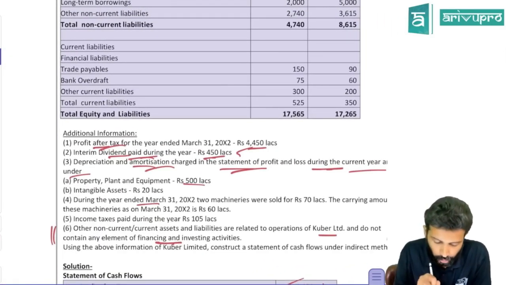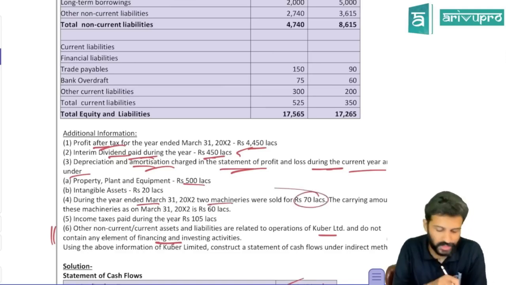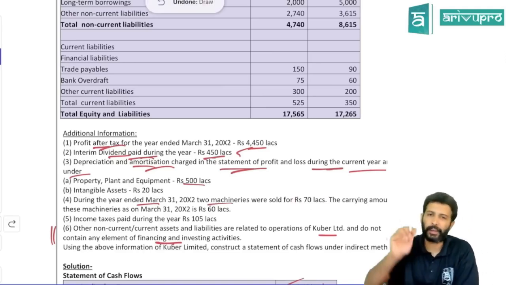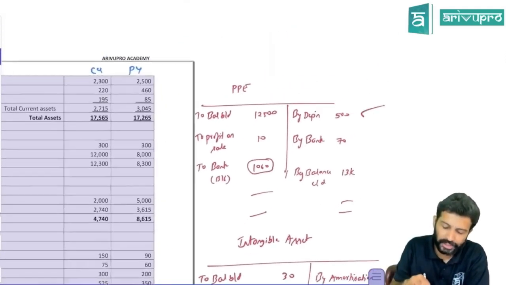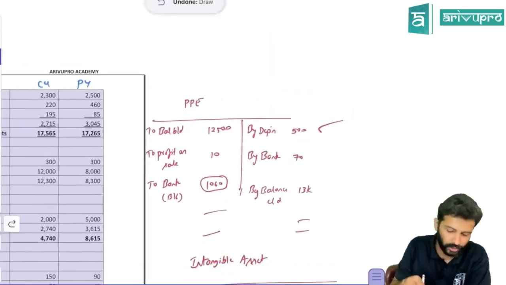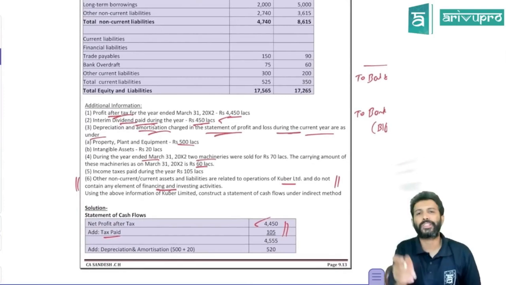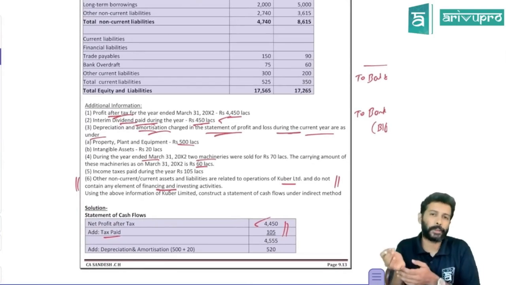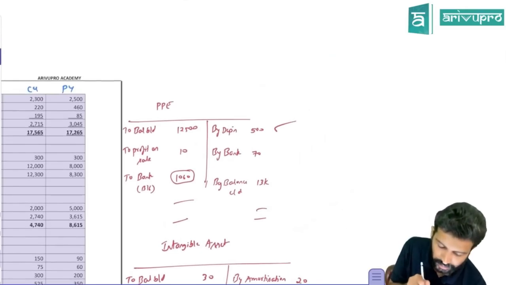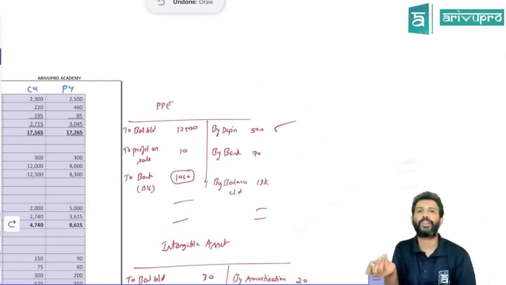Adjustment. During the current year, 2 machineries have been sold for 70 lakh. What's the journal entry for sale of machinery? Bank to machinery. So in your bank and machinery ledger, you'll post it as bank 70. Okay, done. But the carrying amount of this asset was only 60. 60 worth of asset you have sold for 70. That means you made some profit.